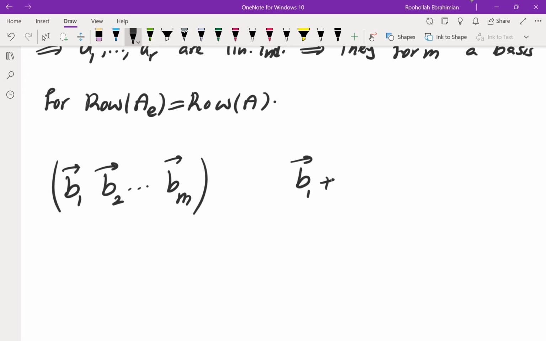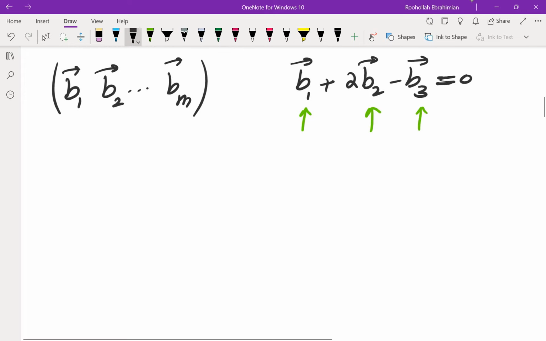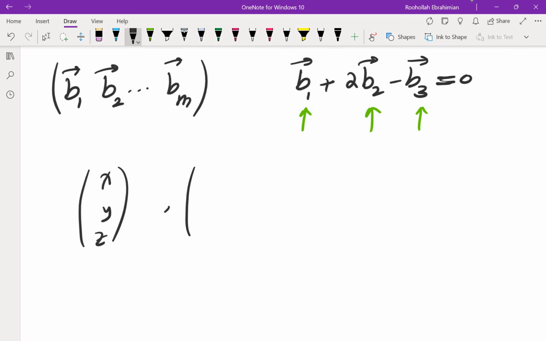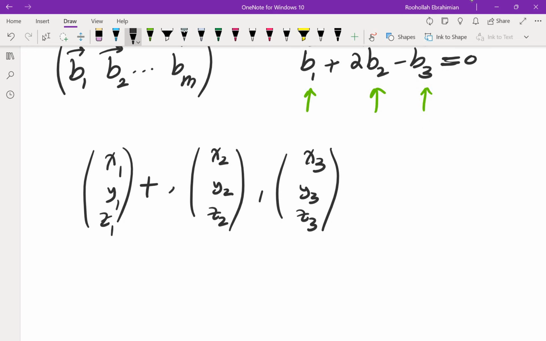So if you have b1 plus 2b2 minus b3 equals 0. When you apply row operations, you're applying the same operation to each of these, which means, let's say your b1 is x, y, z, your b2, I'll just give you examples. Let's say this is x1, y1, z1, x2, y2, z2, and x3, y3, z3. So let's say this plus twice that minus that is 0.